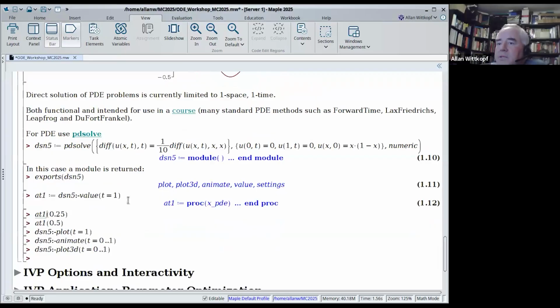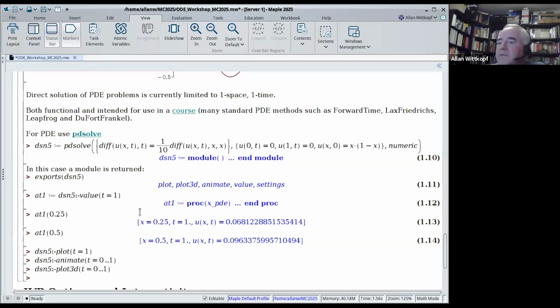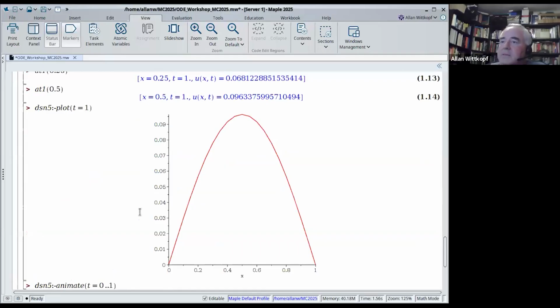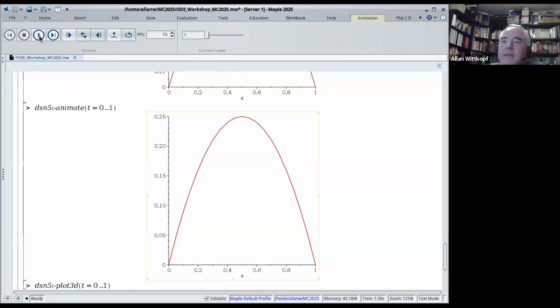So the module form, we can ask for the value for t equals 1, and it gives us a procedure that looks a lot like the one we got from dsolve. So a single variable procedure that we can use to evaluate. And we could have used the procedure itself, or we could just simply ask for a plot directly from the returned module. The returned module also produces animations directly. So we can ask for an animation from t is 0 to 1.